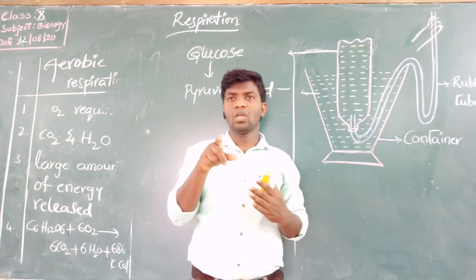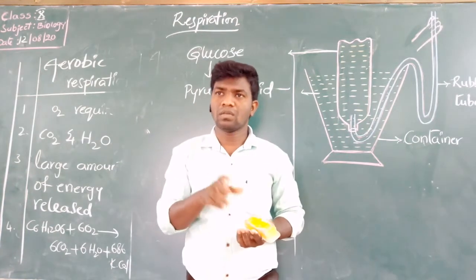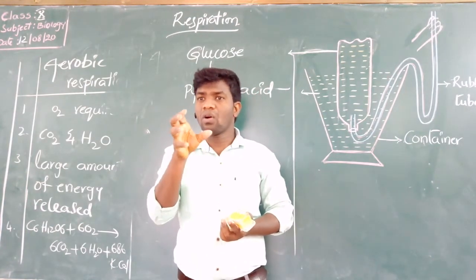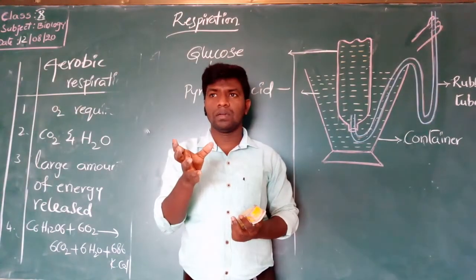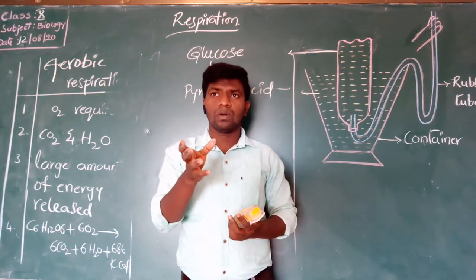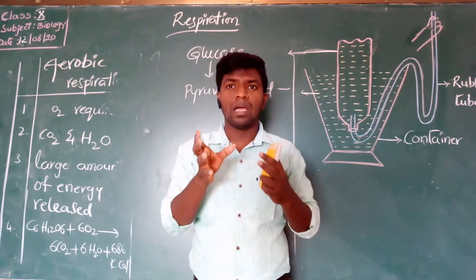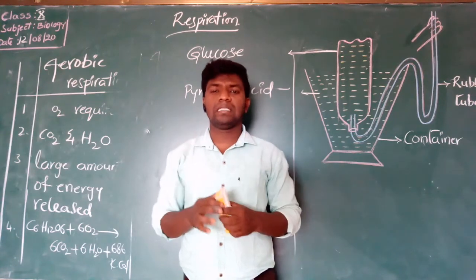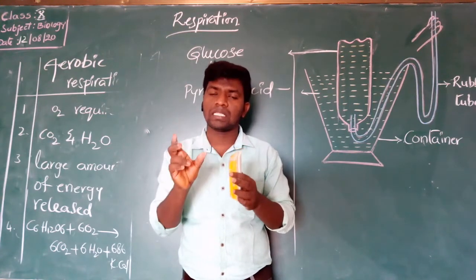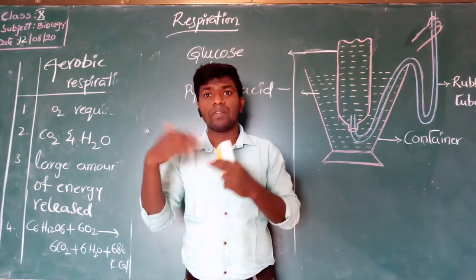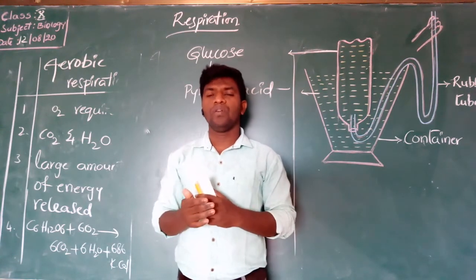Are you following? You already know how wine or alcohol is made by fermentation. By the process of fermentation, alcohol is produced, using yeast, barley, grapes and maize. So here, in the absence of oxygen, yeast cells convert pyruvic acid to ethanol. This process is called fermentation.